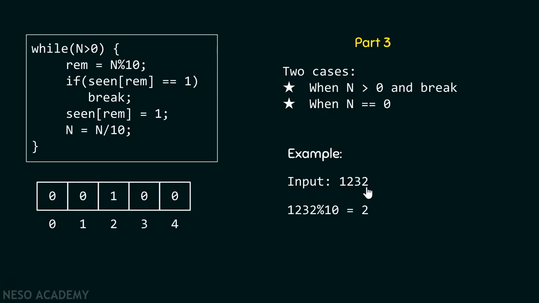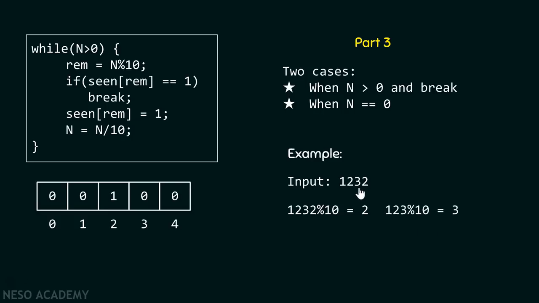Now this time I will store the quotient inside n. It gives me the quotient 123 after dividing by 10. I will again check this condition. Is 123 greater than 0? Yes, it is greater than 0. Therefore I will come inside this while loop and divide 123 by 10. It gives me the remainder 3.